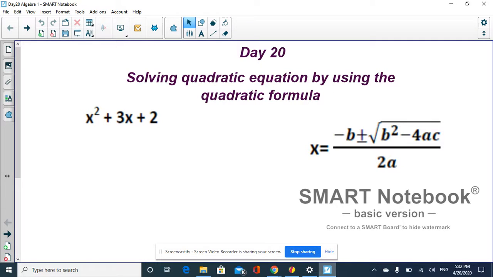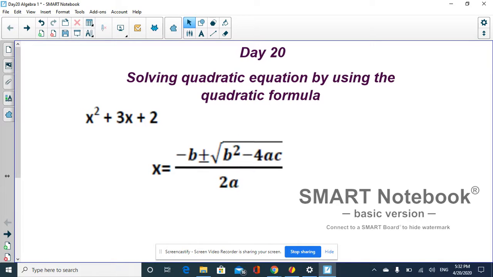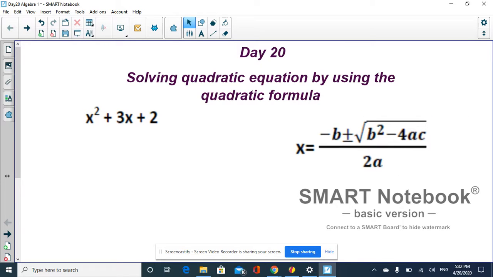Good morning, everyone. Today we will work on the last day in your packet, day 20, and we will solve the quadratic equation by using the quadratic formula. You can use this formula for solving any quadratic equation, if it's factorable or not factorable, so it's easy to use. This is the quadratic formula: x equals negative b plus or minus the square root of b squared minus 4ac over 2a. You will use it to solve any quadratic equation.